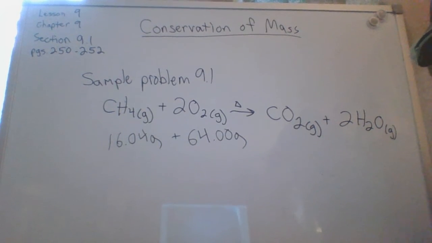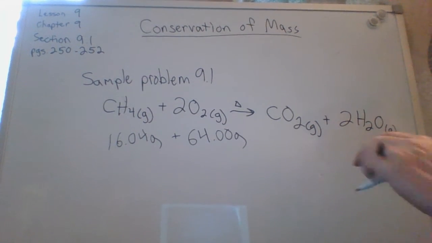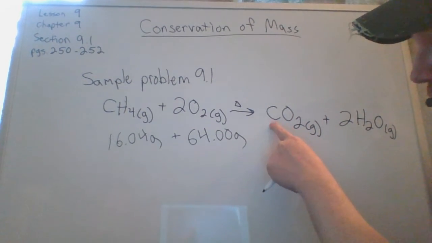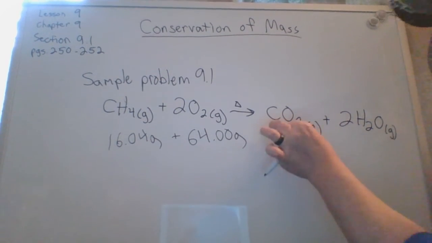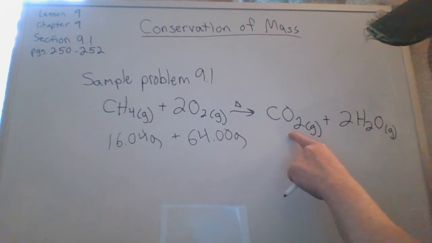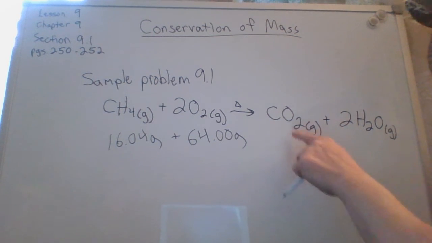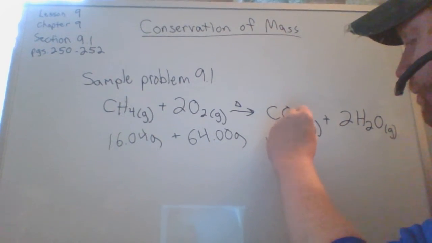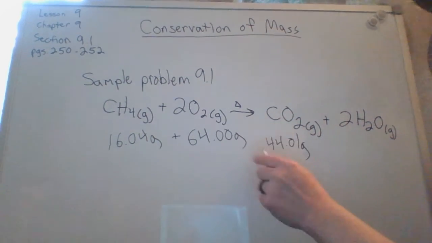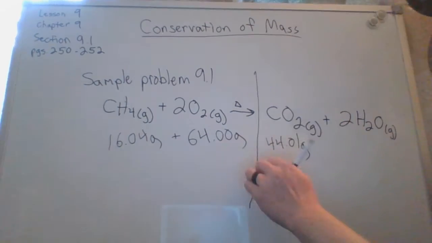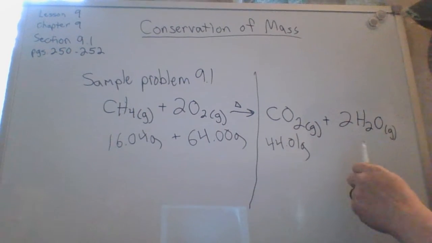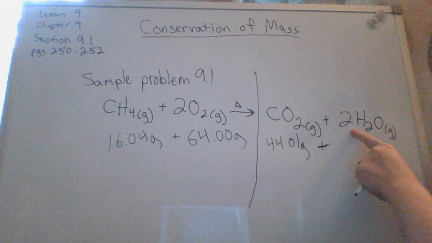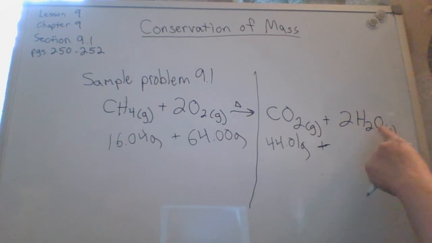Let's go to the product side. So on the product side, we have 1 molecule, you could say 1 mole, 1 unit of CO2. If we had 1 mole of CO2, that's going to have a molar mass, if you add it up, of 44.01 grams. I'm going to put a line right here because this is the reactant side and this is the product side. And we also have, if you think about it, 2 moles or 2 molecules of water.